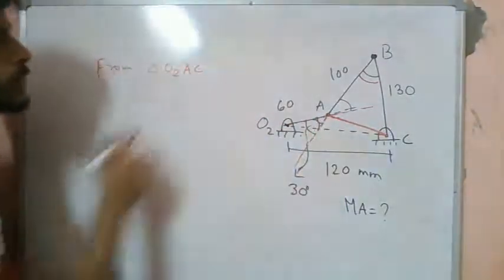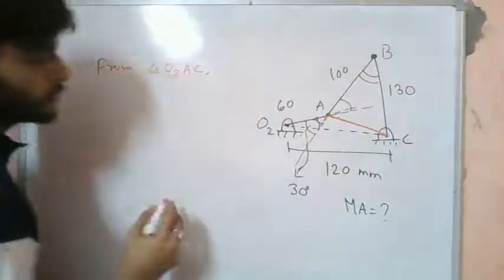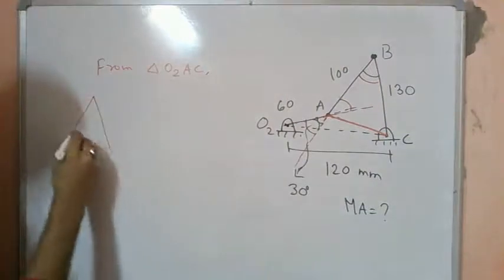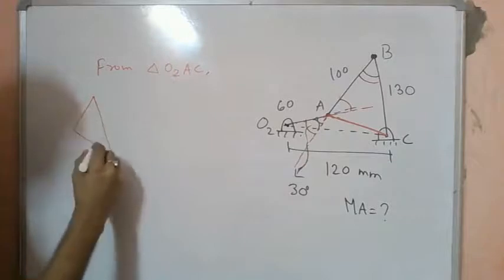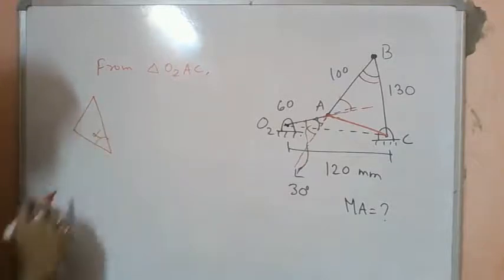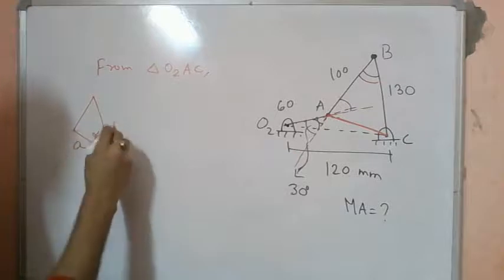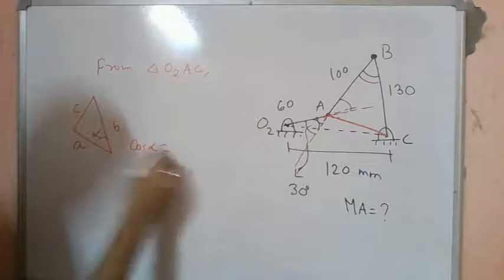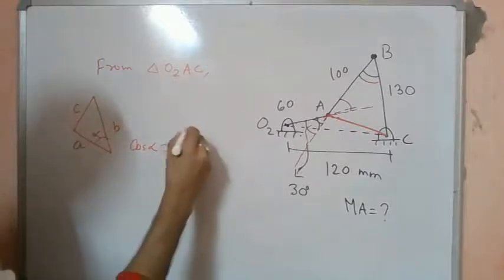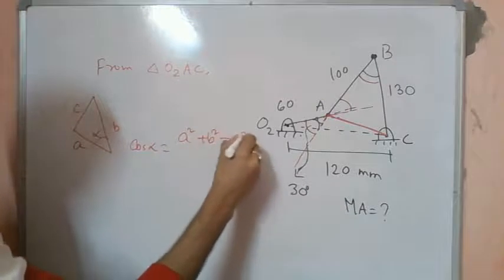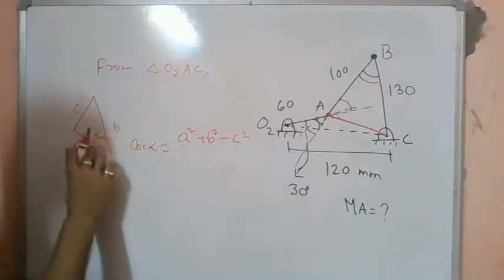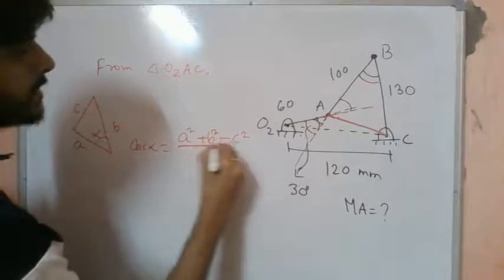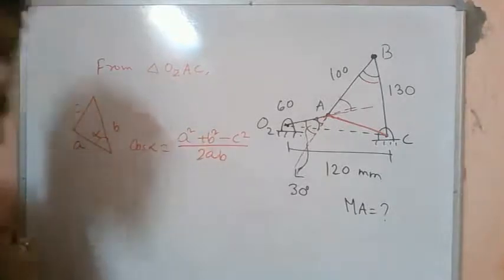How? We know the cosine formula, right? So what is the cosine formula? Let's say we have an arbitrary triangle like this, and an angle, let's say this is alpha. Let's say the sides are A, B, and C. The cosine formula is given as cos alpha equals A square plus B square minus C square, that is, the sum of the squares of the adjacent sides minus the square of the opposite side, divided by twice AB. So this is the cosine formula.